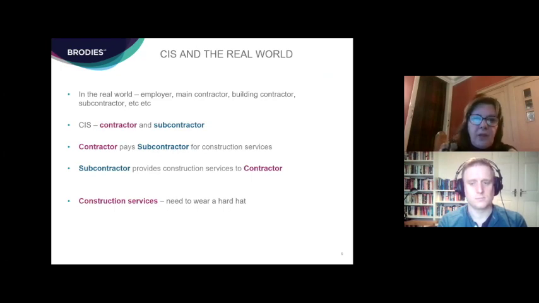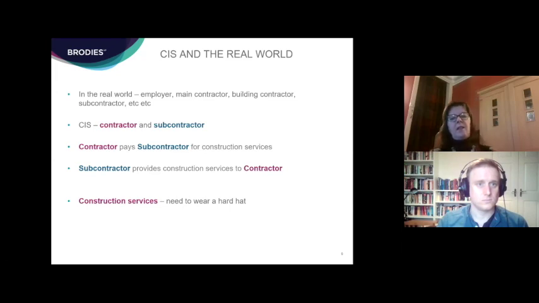the real world. So in the real world, you have employers, main contractors, building contractors, subcontractors. But in the CIS, all you have is contractors and subcontractors. And it's pretty simple for the CIS. The contractor is the person who's paying for services, and the subcontractor is the person that's providing them. So there are only those two characters in the CIS world.